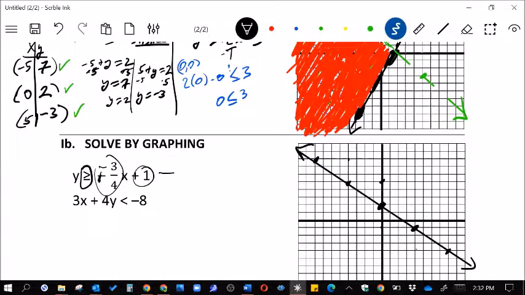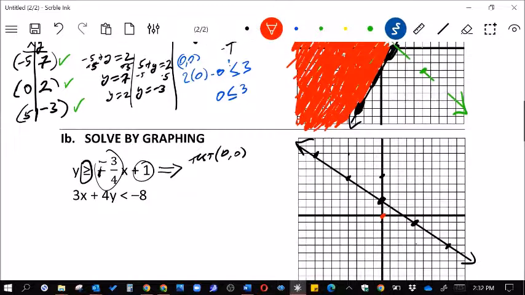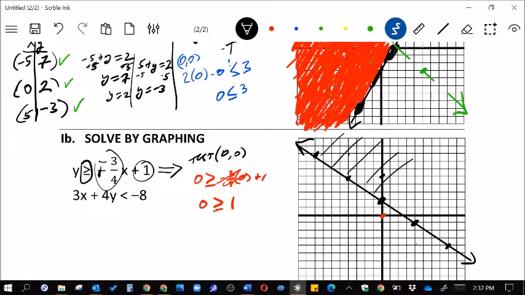And then I'm going to test 0, 0. So I'll use the 0, 0 here. And that means 0 greater than or equal to -3 over 4 times 0 plus 1. So 0 is greater than or equal to 1, because of course that becomes 0. That is not true. Since that's not true, we're going to shade the other side of it. Black, we're going to shade it here.